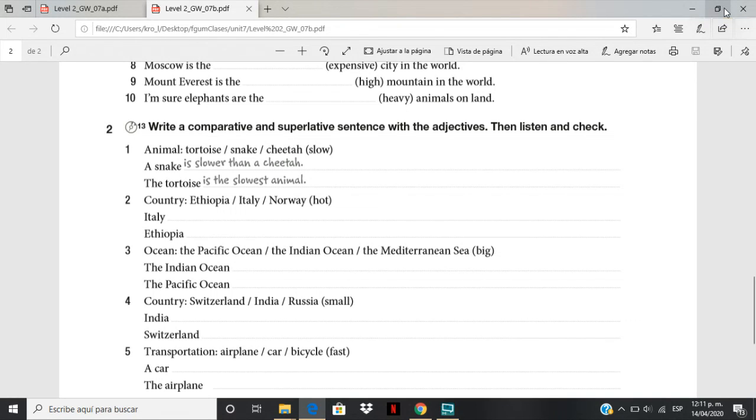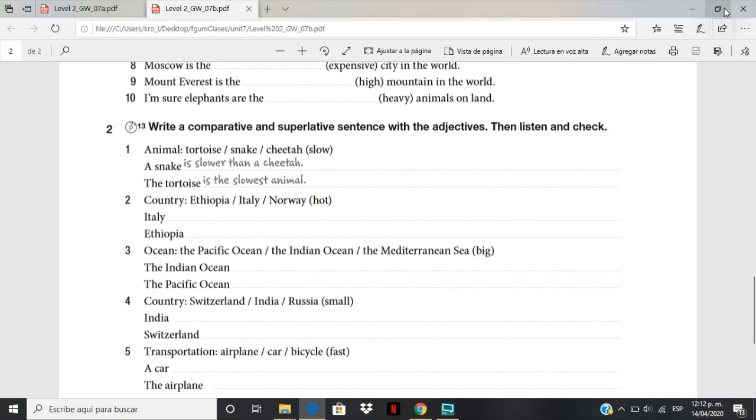1. A snake is slower than a cheetah. The tortoise is the slowest animal. 2. Italy is hotter than Norway. Ethiopia is the hottest country. 3. The Indian Ocean is bigger than the Mediterranean Sea. The Pacific Ocean is the biggest ocean.